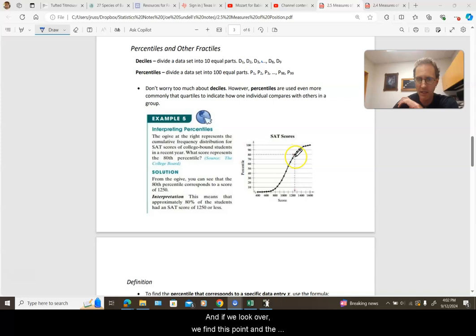If we look over, we find this point, and the actual score that's associated with this point, or the 80th percentile, appears to be about 1250, which is actually a pretty good score for the SAT. That's why anybody that scores at 1250 is in the 80th percentile.